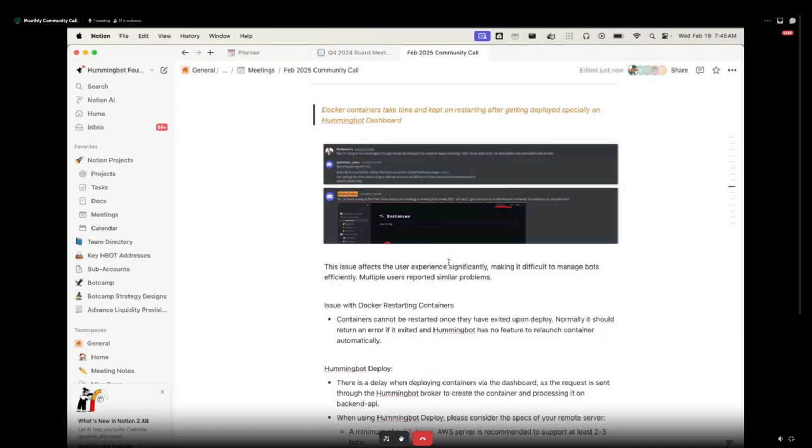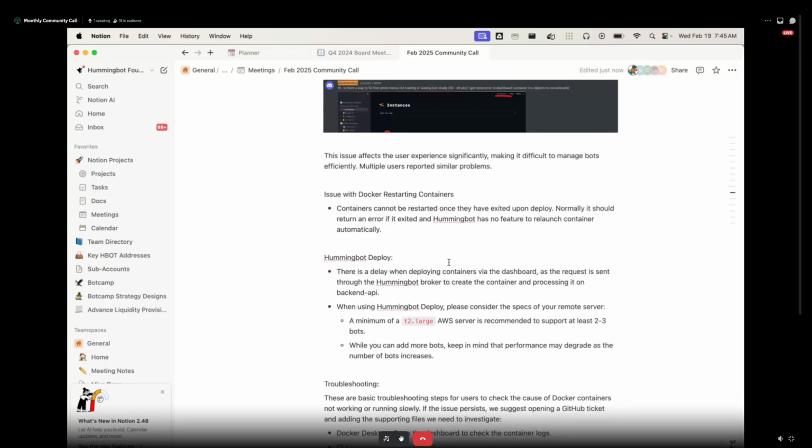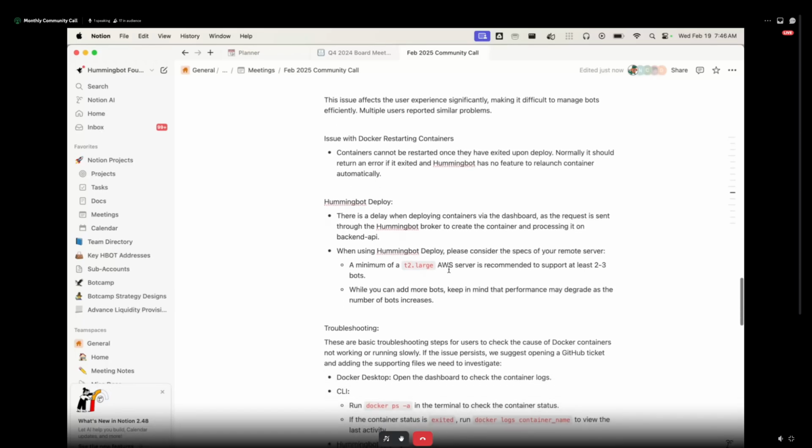Users have also mentioned that Docker containers take a lot of time and keep on restarting, especially with Dashboard, because Dashboard is managing a few Docker containers, and if one of them doesn't work, it really impacts the user experience. It's probably related to the machine that you're using to deploy Hummingbot, so try to look at the specs of your server. Overall, if you're going to be using Dashboard and backend API and deploying lots of different bots, we recommend that you use something like a T2.large AWS server for multiple bots.